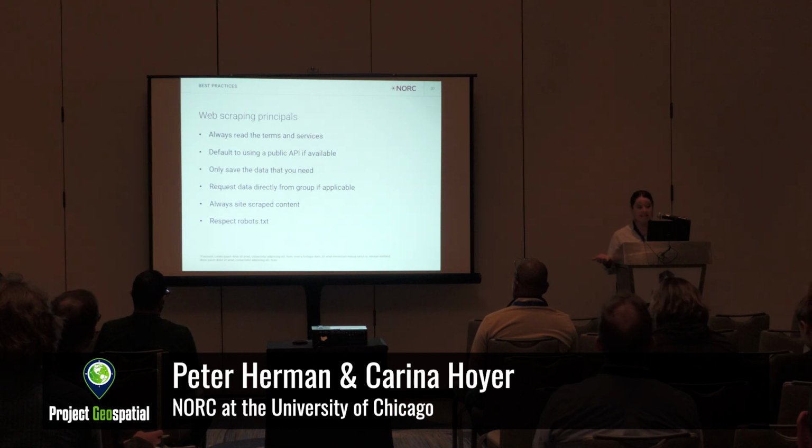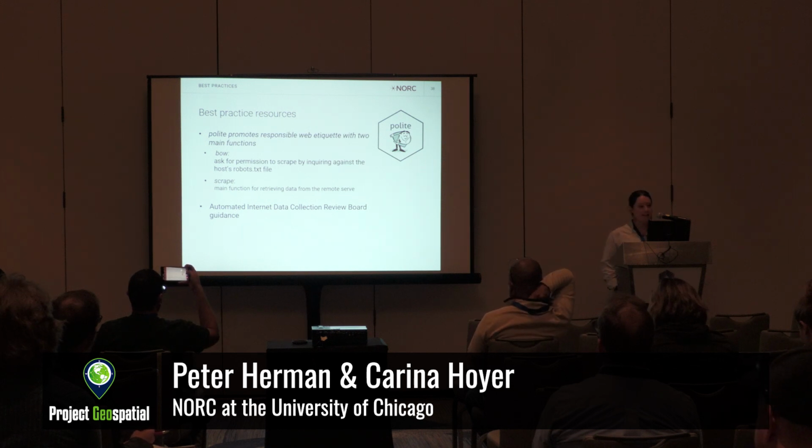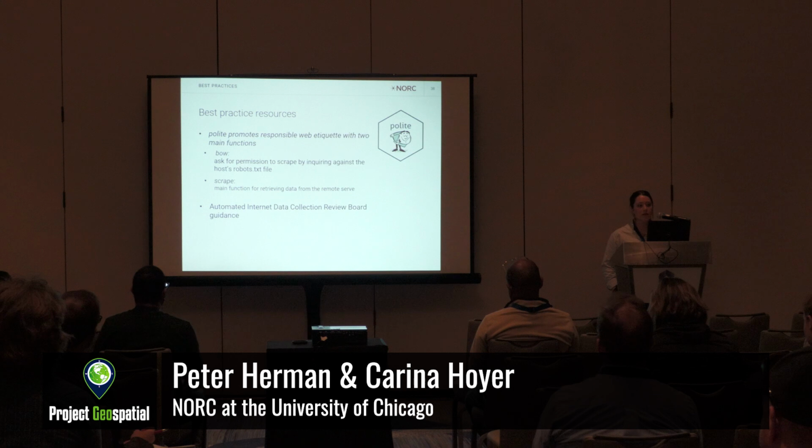Always cite your scraped content and respect the robots.txt, which in RStudio, there's this new package called the polite package, and it promotes responsible web etiquette. There's 2 main functions. One is really the only one that we would use with geospatial data, which is bow, which just directly asks for permission with the robots.txt file. And then scrape, which if you're doing something that's not with geospatial data, then you can use the scrape option, and that just, as it says, scrapes the data.